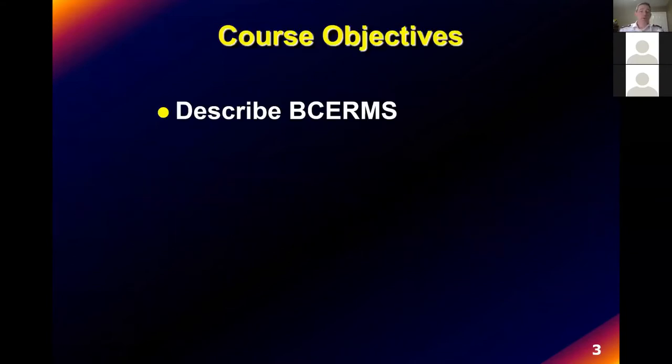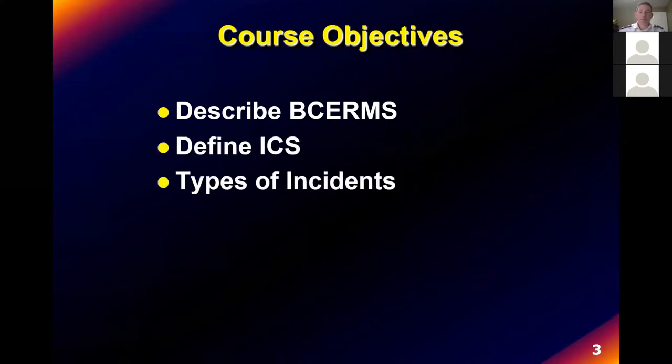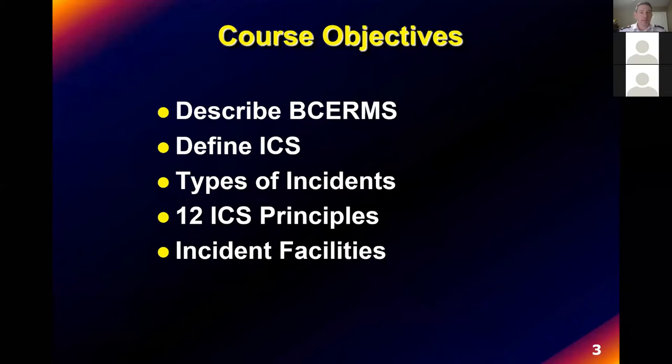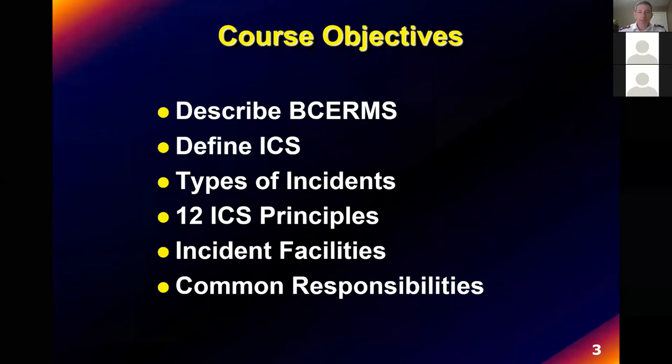So quickly we'll go through some of the course objectives. Our first is going to be to describe BCIRMS, and I believe now they've taken the R out of it, so it's BCEMS, but we'll talk about that. We'll define ICS, we'll talk about the types of incidents, we'll talk about the 12 ICS principles. Incident facilities will be dealt with in this as well, and some common responsibilities.